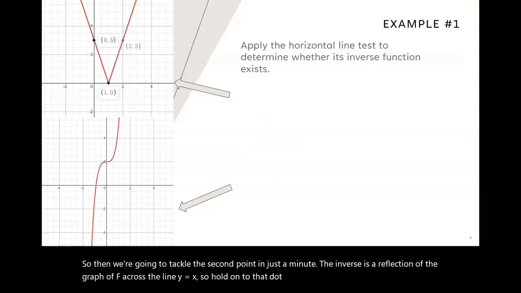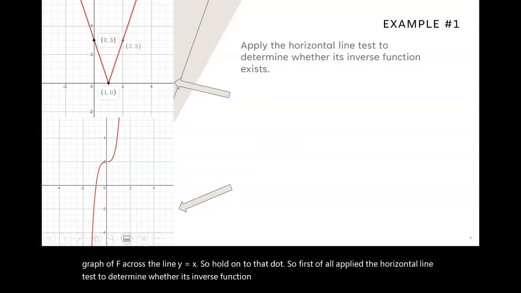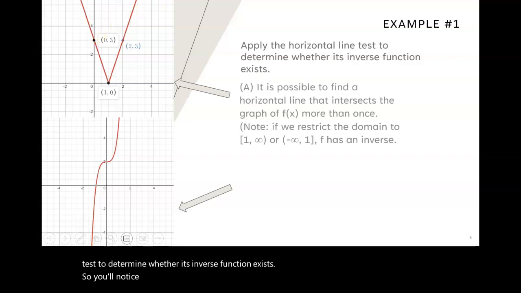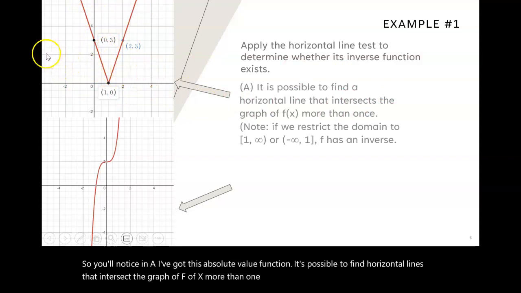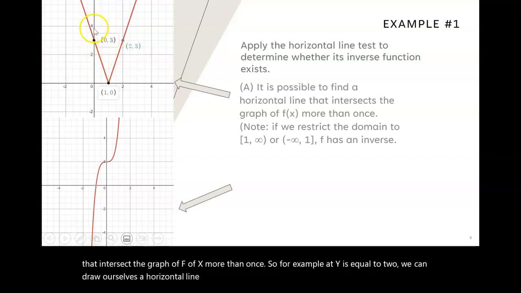So first of all, apply the horizontal line test to determine whether its inverse function exists. You'll notice in A, I've got this absolute value function. It's possible to find horizontal lines that intersect the graph of f of x more than once. For example, at y is equal to 2, we can draw ourselves a horizontal line that intersects the graph more than once.